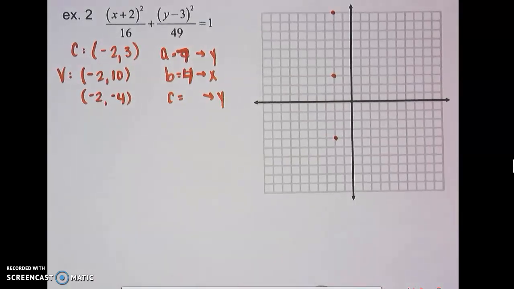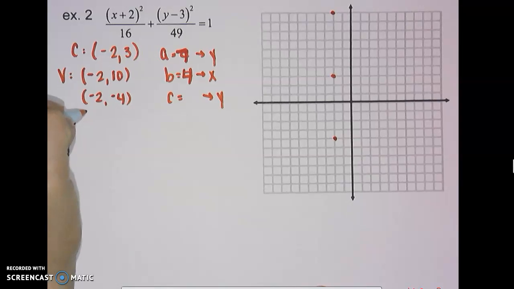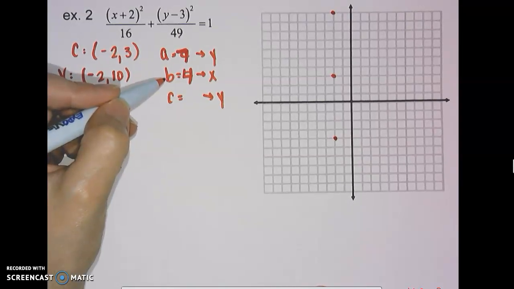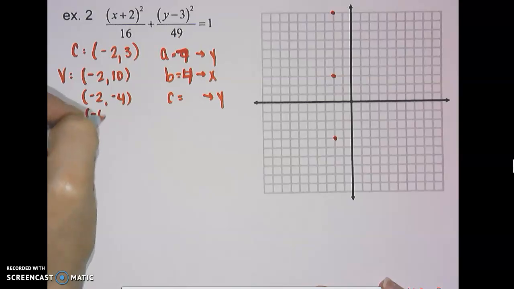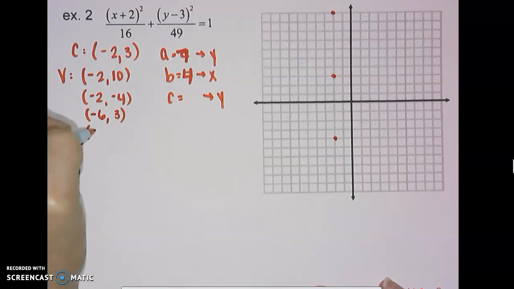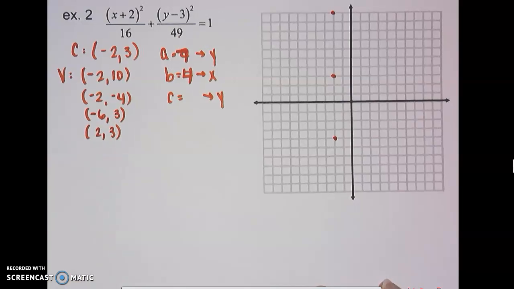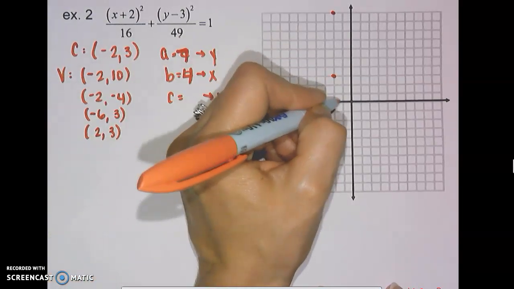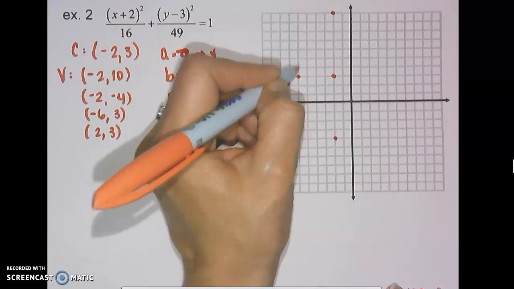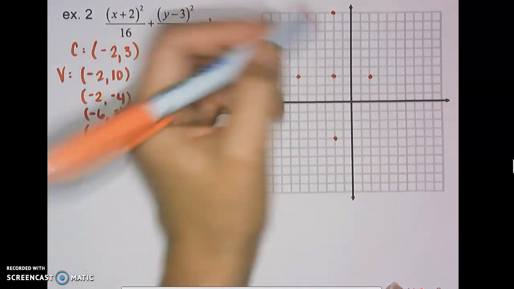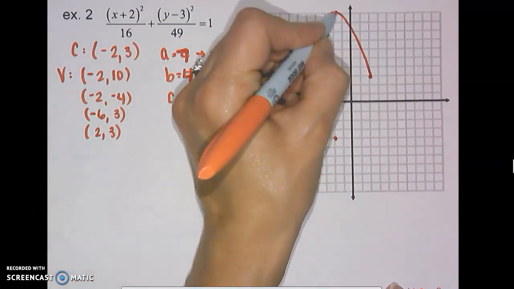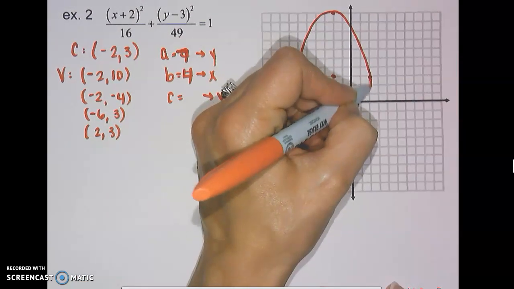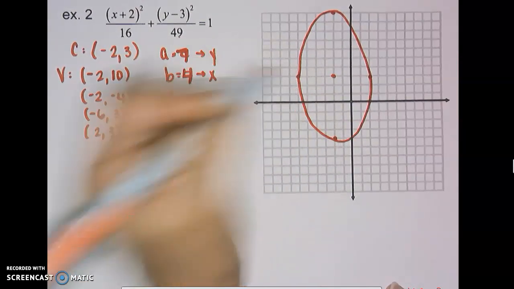If that confuses you and you just want to count on your graph, you're more than welcome to do that as well. All right, and then we would go left and right 4 spaces. So we're going to add or subtract 4 to or from this. If we subtracted it, we would be at -6, 3. And if we added it, we would be at 2, 3. So we're going to plot those. The bigger number is underneath our y, so it makes sense that it's stretching more in the y direction. So we're going to connect these to make an ellipse the best that we can.